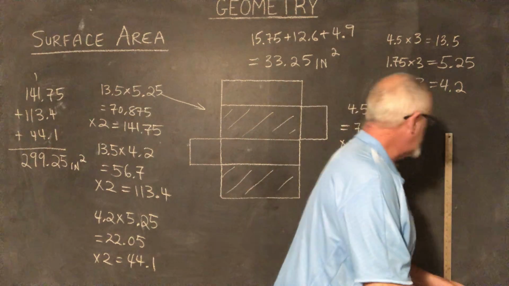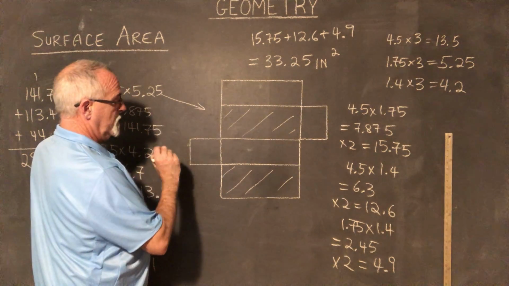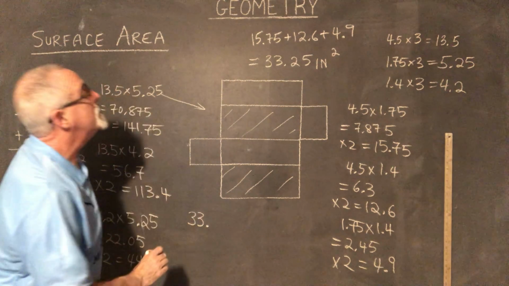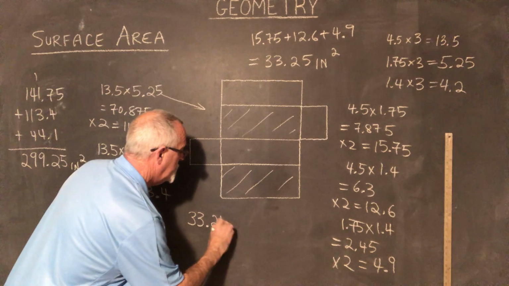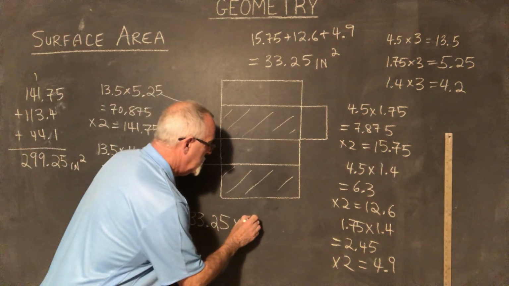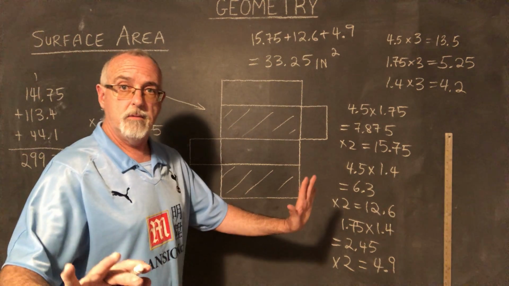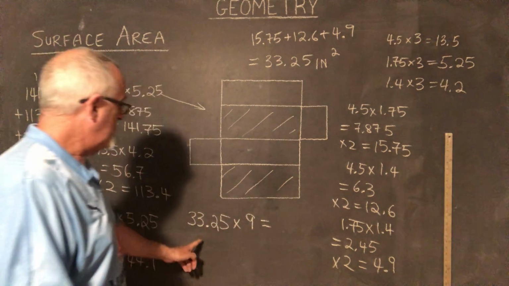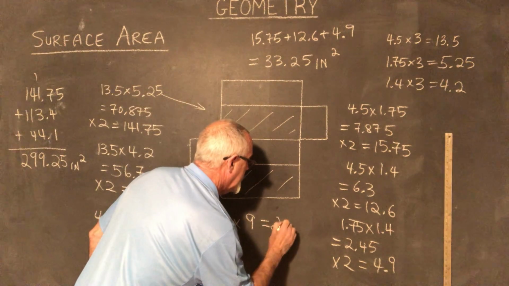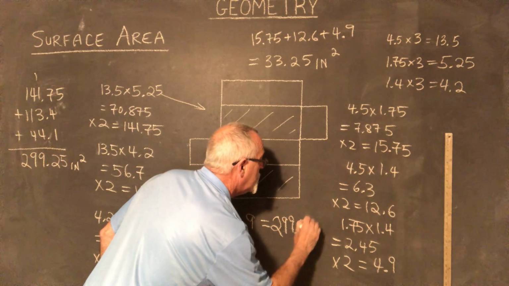But I'll tell you one thing that's kind of cool. Where will I write it? I'll write it right here. 33.25 times 9. I just did it in the calculator. I'm not making this up. 33.25 times 9 happens to equal exactly 299.25.